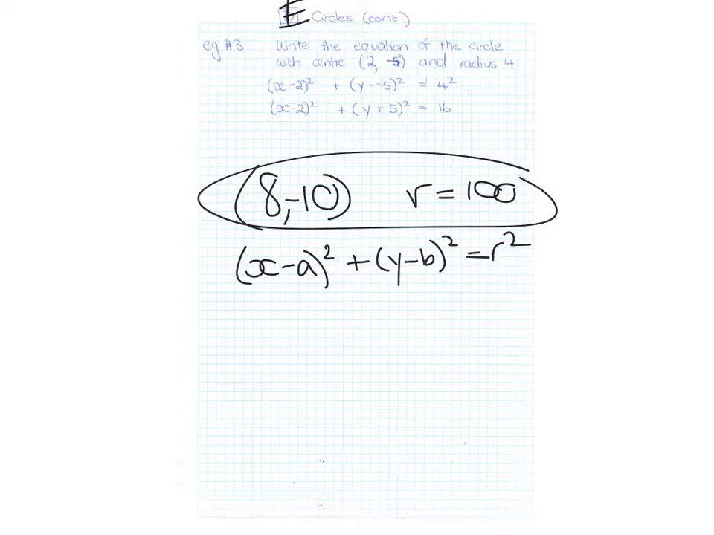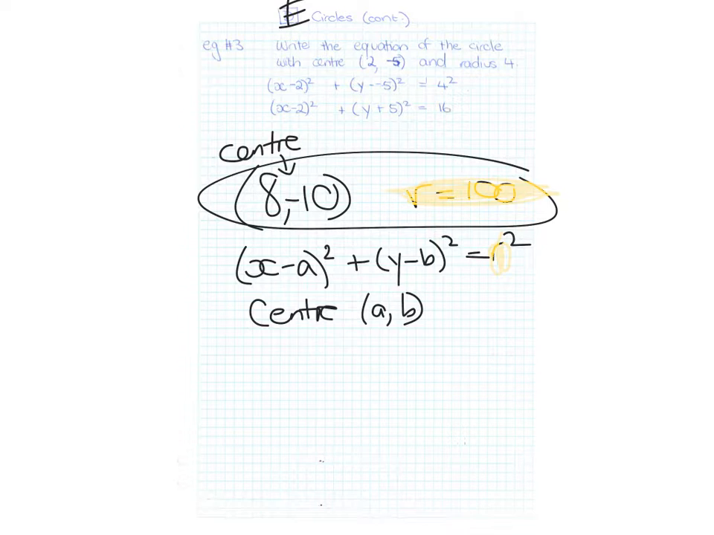So let's think about this. Well, r here is obviously 100. So that r is going to go in here. Very simple. A, remember, if we've got the centre coordinates, the coordinates of the centre of a circle are (a, b). So if you've been given the centre of the circle here as 8, negative 10, you know that a equals the first number, so a equals 8, b equals the second number, b equals negative 10.